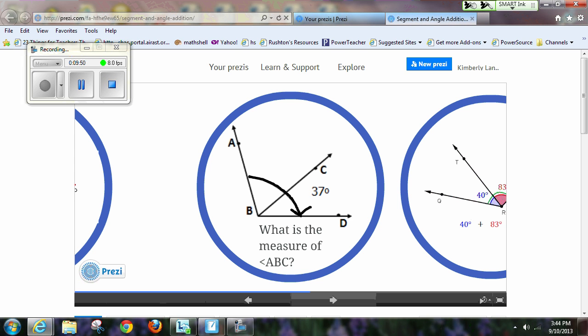This is not drawn to scale. 37 degrees is next to this entire arc. So we must take half of it. And if we take half of 37 degrees, we get 18.5 degrees. Again, this angle is not drawn to scale, but it said this is 37 degrees. It goes with this arc, and therefore, since 37 goes with this arc, we would have to take half of this.